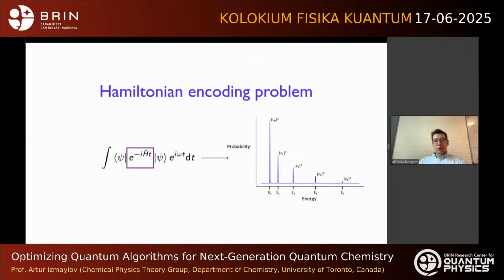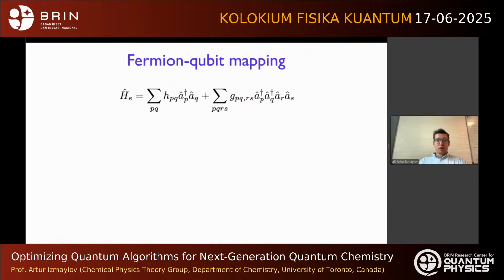Now let's get to the Hamiltonian encoding problem. And as I said, it's not that easy to exponentiate an operator whose eigenvalues you don't know. And just to establish some notation, we will deal with electronic Hamiltonians, in the second quantized form, with fermionic operators of creation and annihilation. There are some coefficients h and g. They are tensors of 1 and 2 electron integrals, obtained on a classical computer, so we can set up this type of Hamiltonian for essentially any molecule.